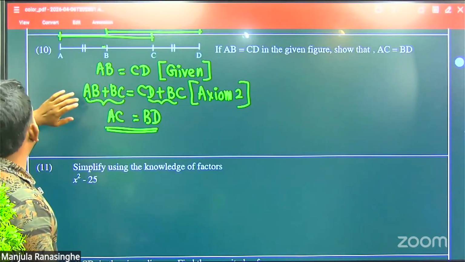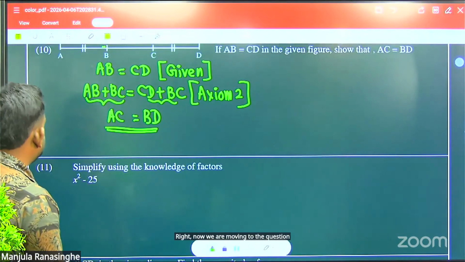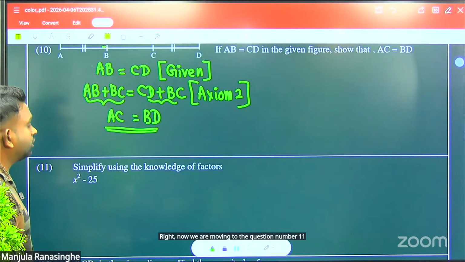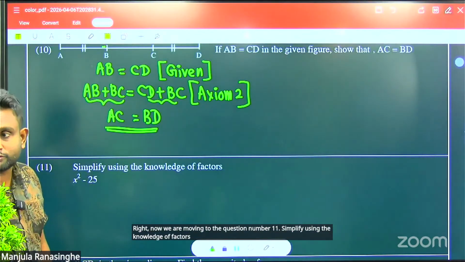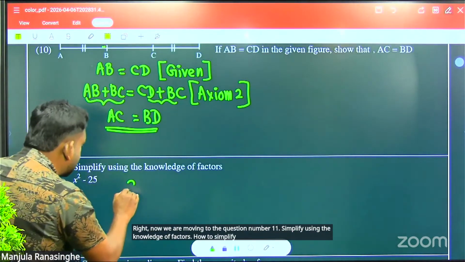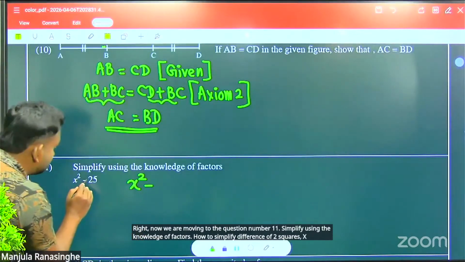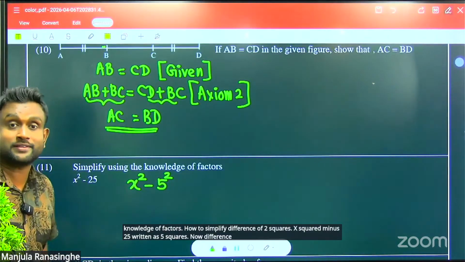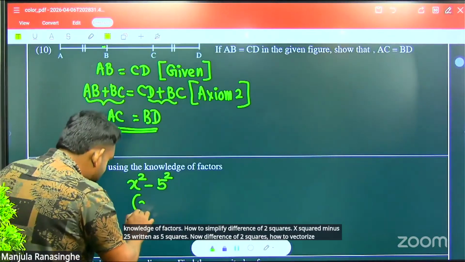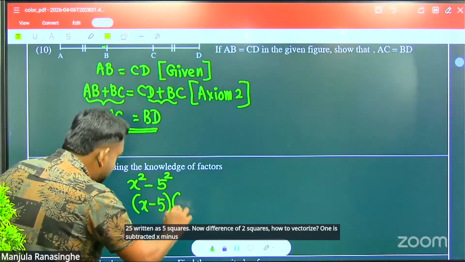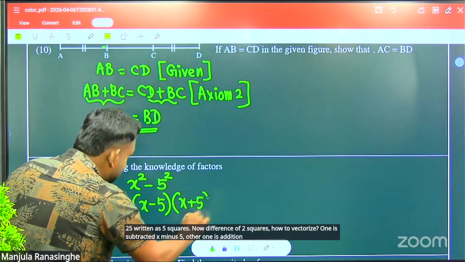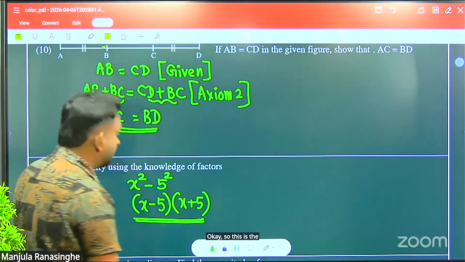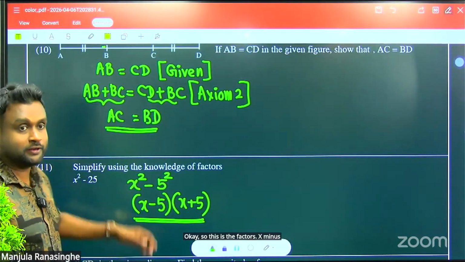Right, now we are moving to question number 11. Simplify using the knowledge of factors. How to simplify? Difference of two squares: x squared minus 25 is written as x squared minus 5 squared. Now difference of two squares, how to factorize? One is subtracted, x minus 5. The other one is addition, x plus 5. So these are the factors: x minus 5 into x plus 5.